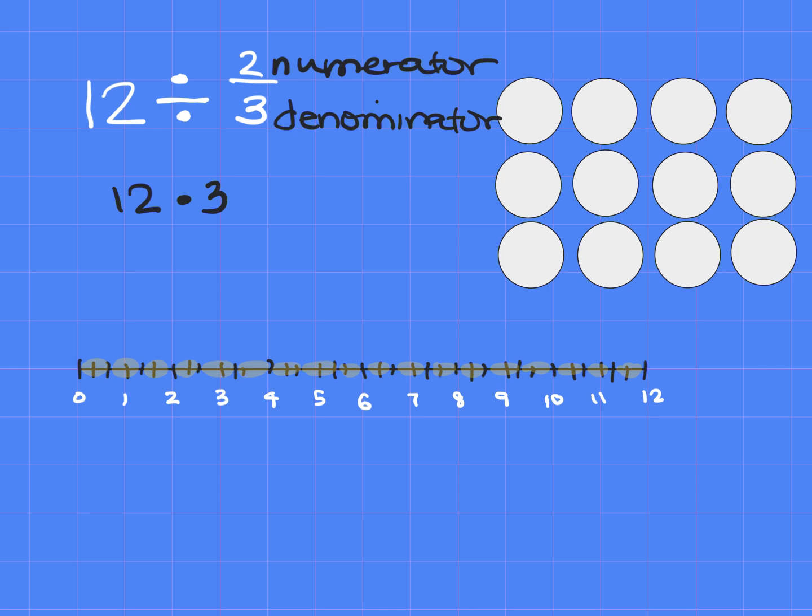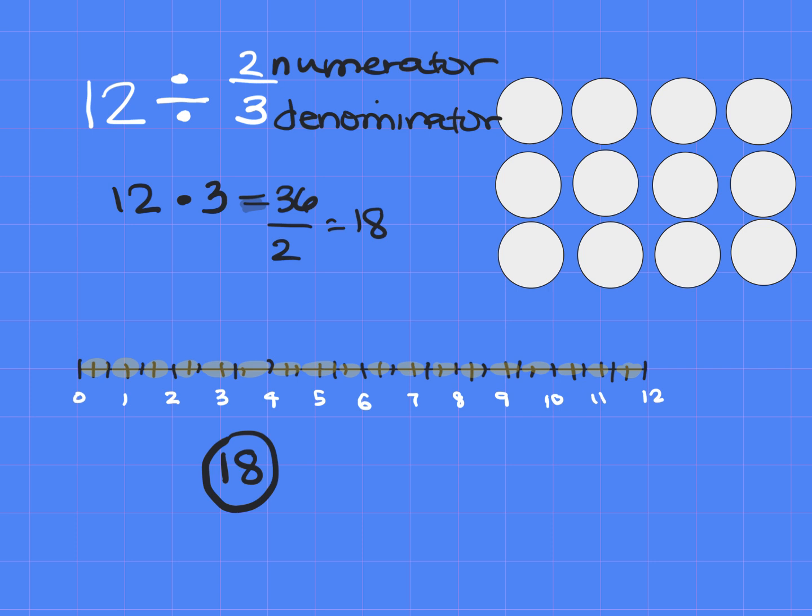So that means we took those thirds, which gave us 36 pieces. Oops, we'll go back to our regular pen. That gave us 36 pieces, and then we wanted it into groups of 2. So we divided it by groups of 2, and that gave us 18 pieces, which is exactly what we counted on the number line. That means that our answer is actually 18. There are 18 2/3 pieces in 12 wholes.